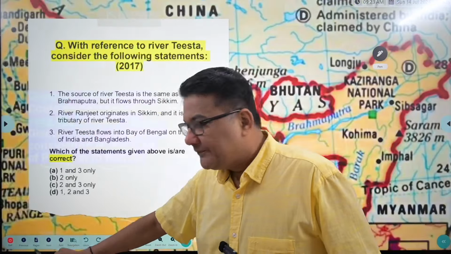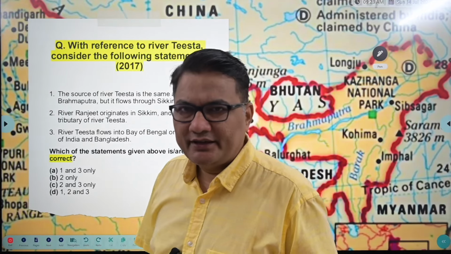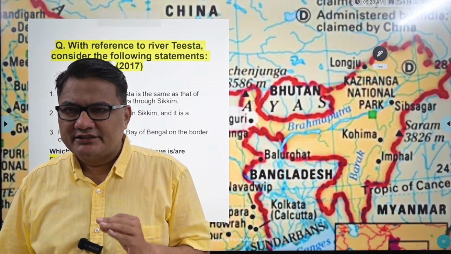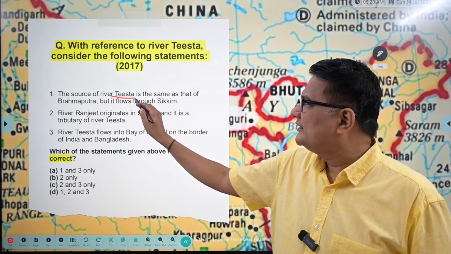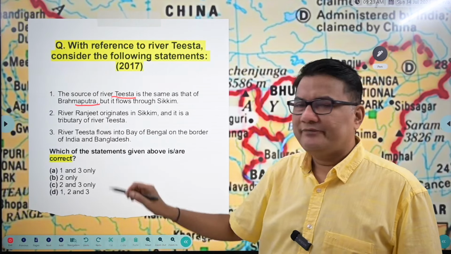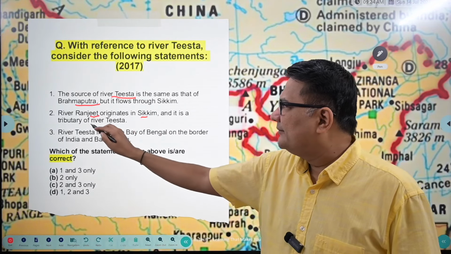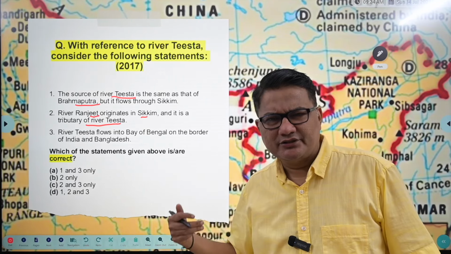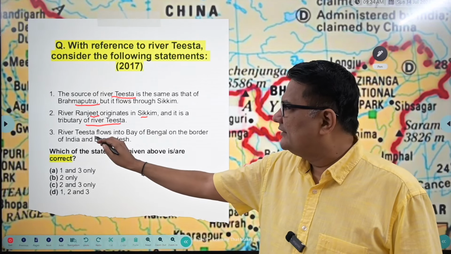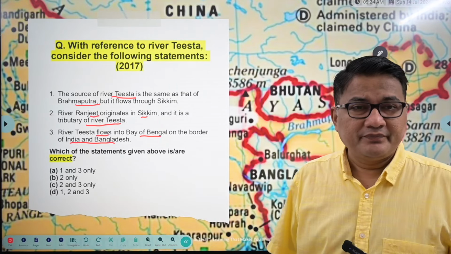This is one example. Now, the second example is from the prelims point of view. With reference to river Tista, consider the following statements. Three statements are given. The source of river Tista is the same as that of Brahmaputra. Second, river Ranjit originates in Sikkim, and it is a tributary of river Tista. Tributary means जो एक नदी जो उसे मिलती है, छोटी नदी. Third, river Tista flows into the Bay of Bengal on the border of India and Bangladesh.